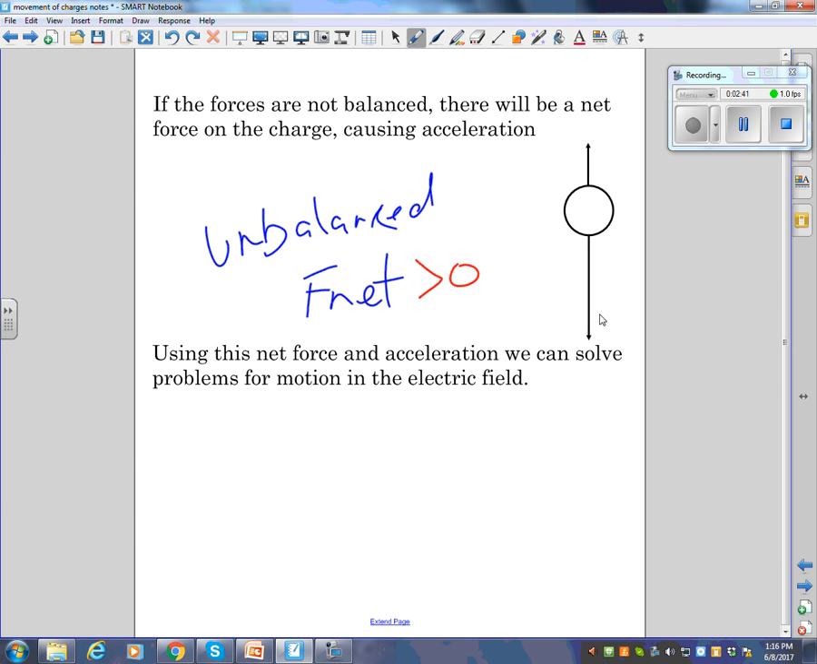Using this net force and acceleration, we can solve problems for motion. In fact, not only can we solve for the acceleration, we can solve for the distance traveled and the velocity, and literally everything we've pretty much done the entire year. Weird how that happens on the very last day. Everything has been like we're building that cake and I'm putting the icing on right now. We're going to stick the candles in and we're going to blow them out.